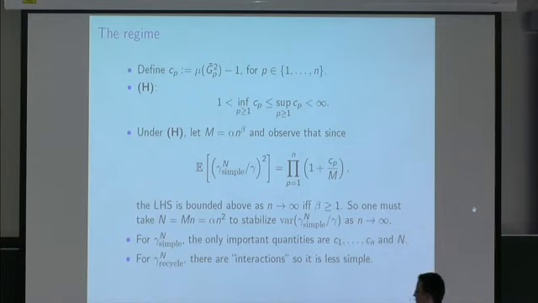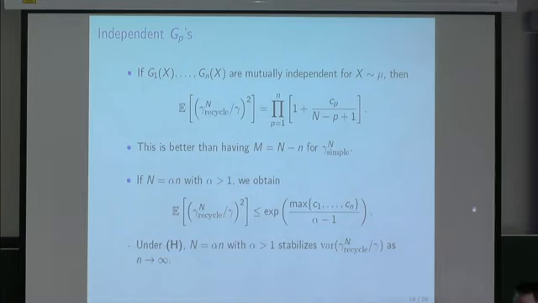So for gamma simple, this is very simple. Everyone knows in some sense how that random variable scales, how its second moment scales. For this recycled random variable or recycled approximation, there are some interactions, so it's a bit less simple, and that's where some of the analysis of the paper has gone.